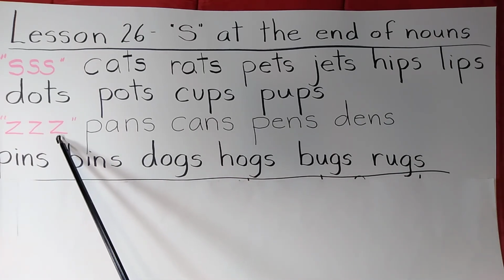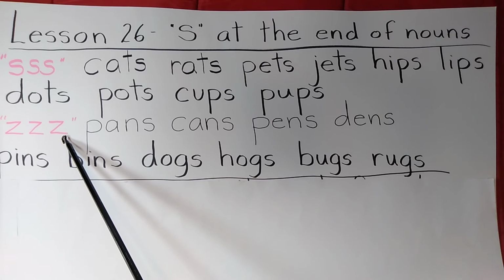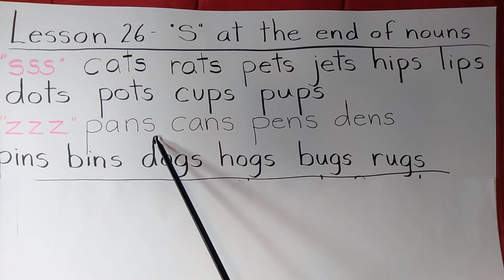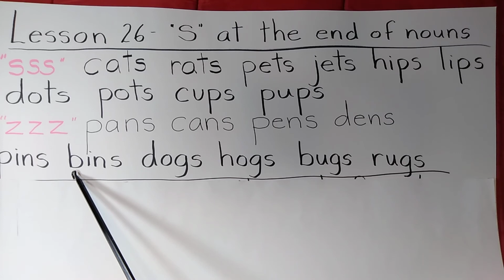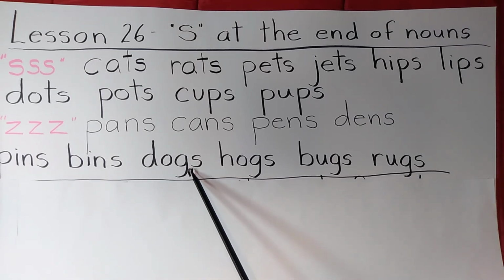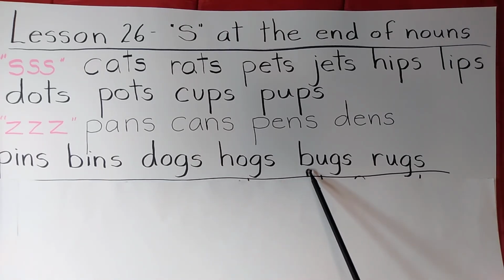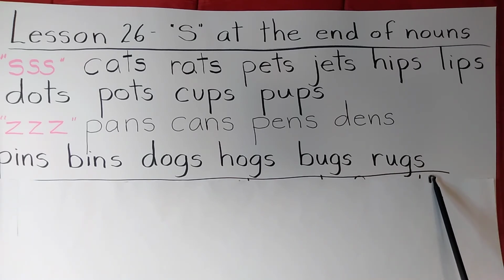Now the words, the nouns, ending in S, the S sounding like a Z. Pans, cans, pens, dens, pins, bins, dogs, hogs, bugs, rugs. Again, pairs of rhyming words. Okay, teachers, press pause, have the students read these words to you. Go ahead.